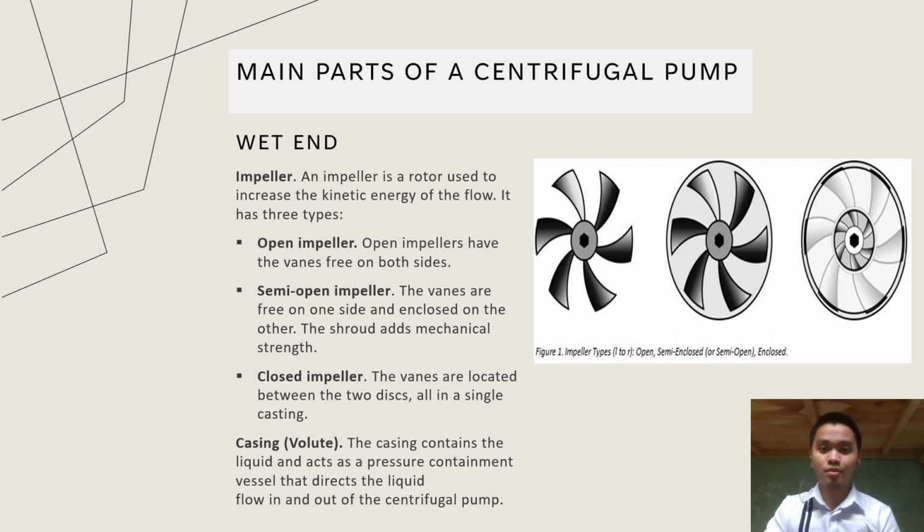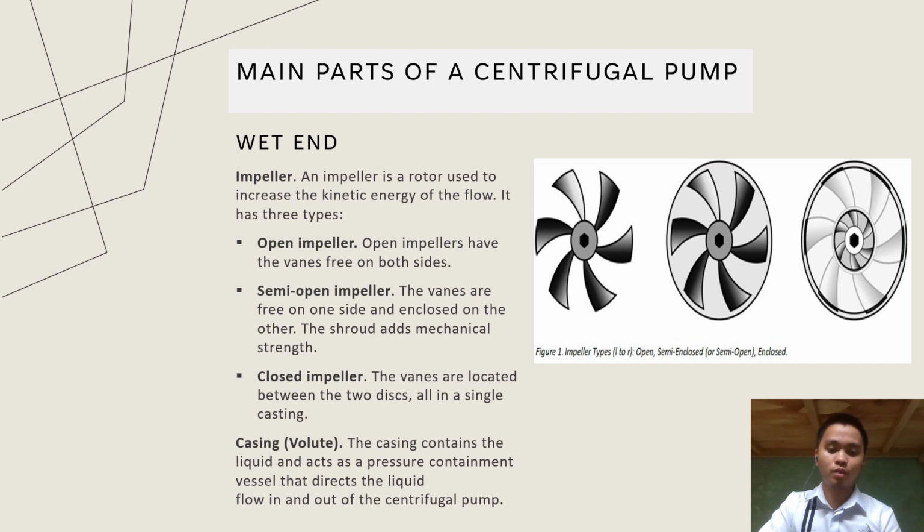It has three types. Open impeller. Open impellers have the vanes free on both ends. They are structurally weak. They are typically used in small diameter, inexpensive pumps and pumps handling suspended solids. Semi-open impeller. The vanes are free on one side and enclosed on the other. The shroud adds mechanical strength. They can be used in medium diameter pumps and with liquids containing small amounts of suspended solids.